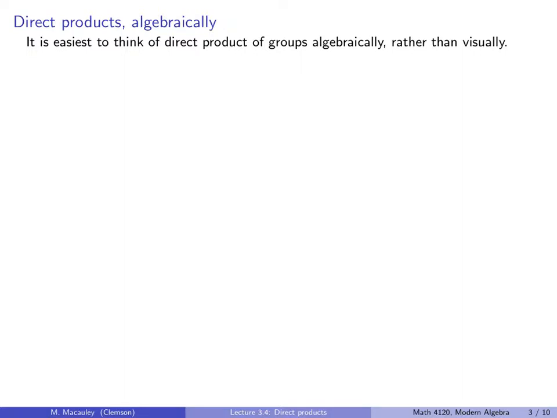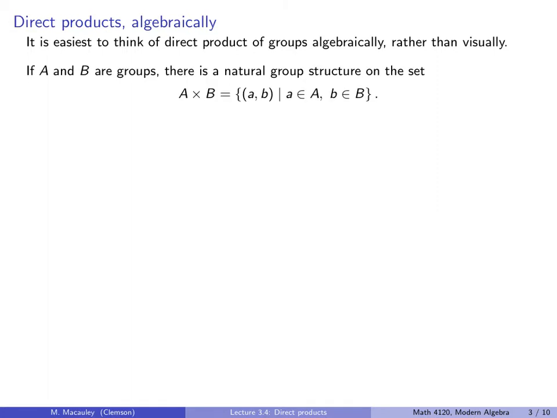I'm going to show you two ways to think about the direct product of groups, both algebraically and visually, and I'm going to start with the algebraic because I think it's simplest. If A and B are groups, then there is a natural group structure on the following set, A cross B. This is the Cartesian product consisting of all things in A and all things in B. So think about what this means, natural group structure. How would you multiply two things like this together?